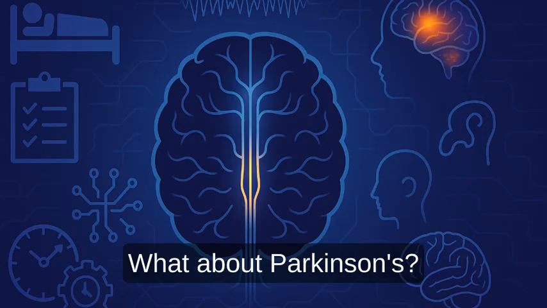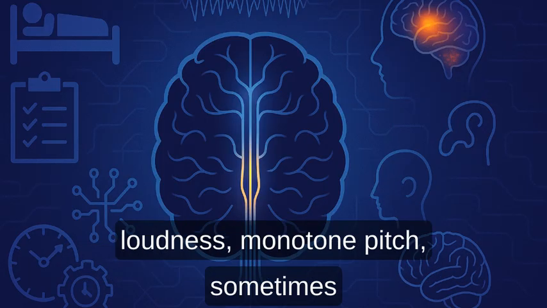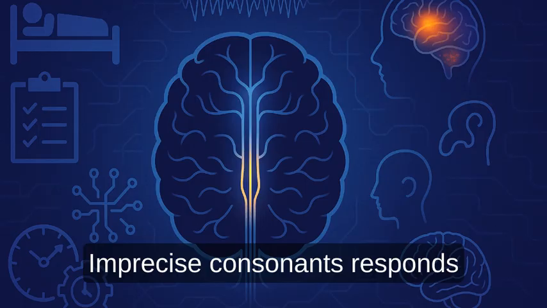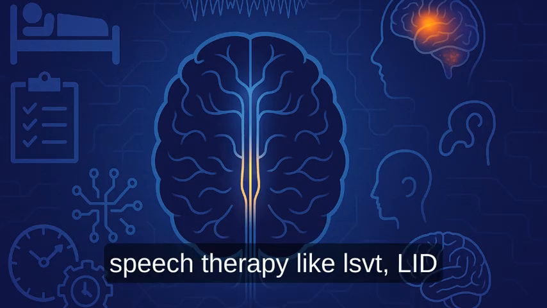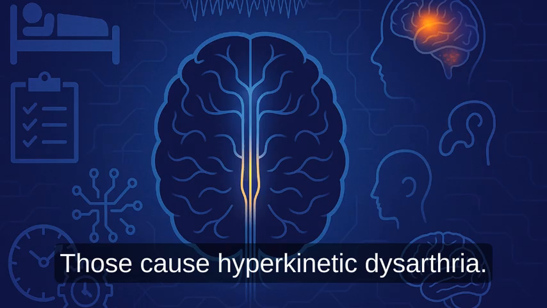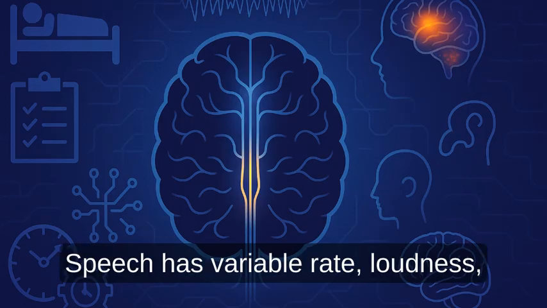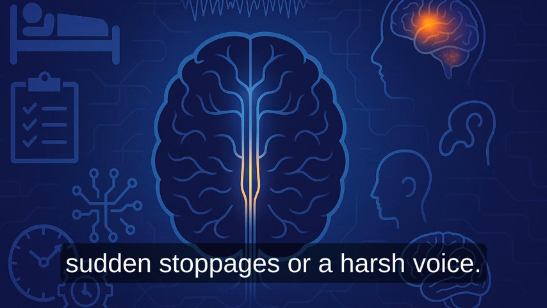What about Parkinson's? That causes hypokinetic dysarthria, characterized by reduced loudness, monotone pitch, sometimes rapid rushes of speech, imprecise consonants. It responds to Parkinson's treatments and specific speech therapy like LSVT-LID. And involuntary movement disorders cause hyperkinetic dysarthria. Think Huntington's or dystonia. Speech has variable rate, loudness, timing issues, distorted vowels, maybe sudden stoppages or a harsh voice.